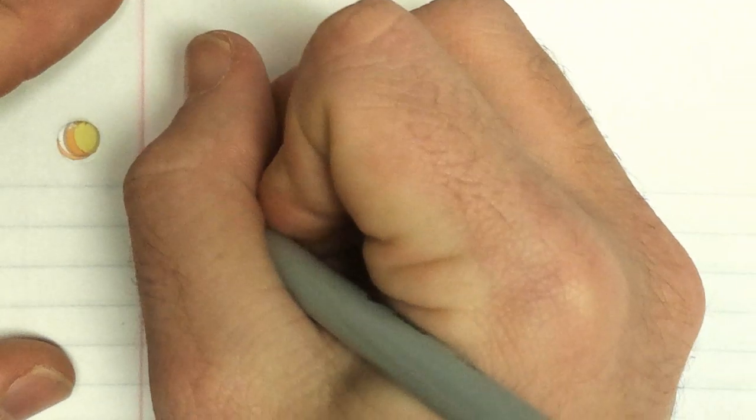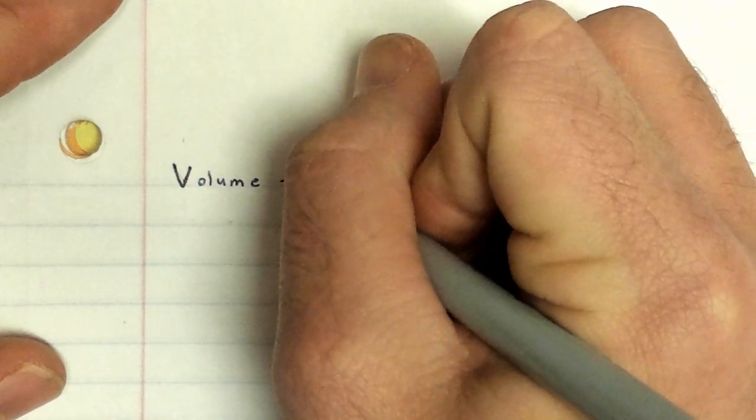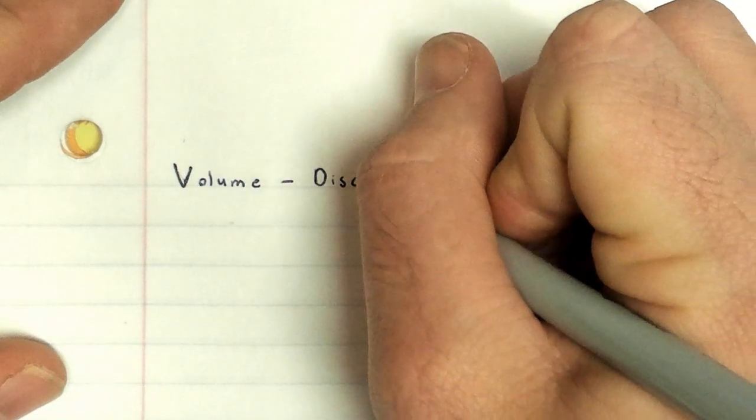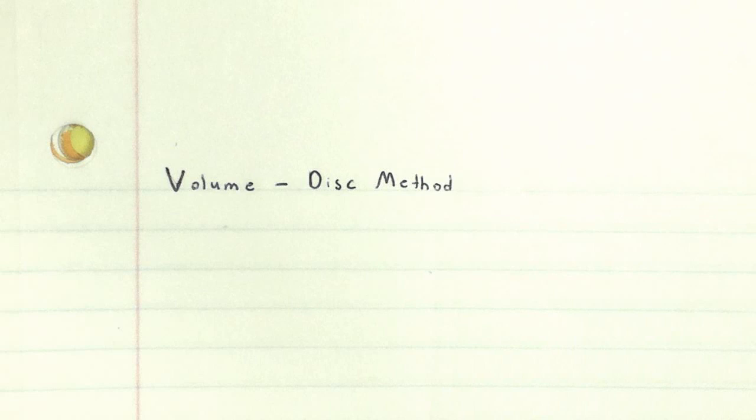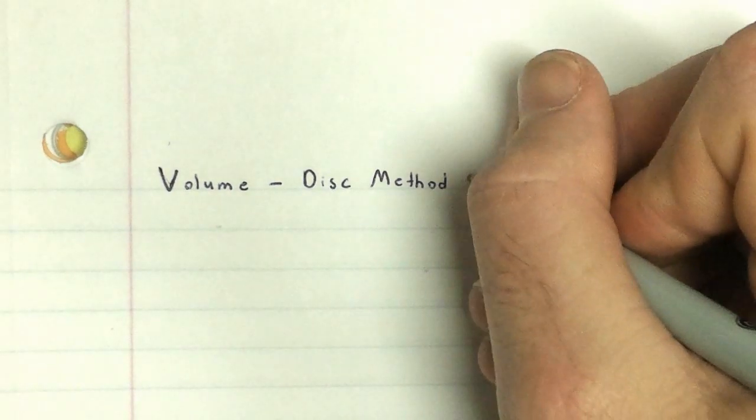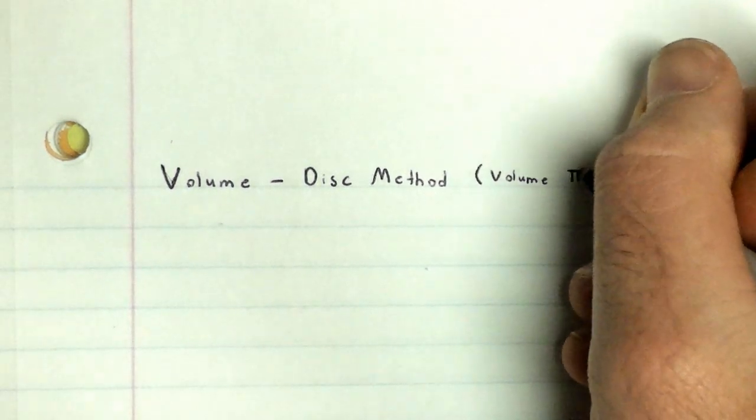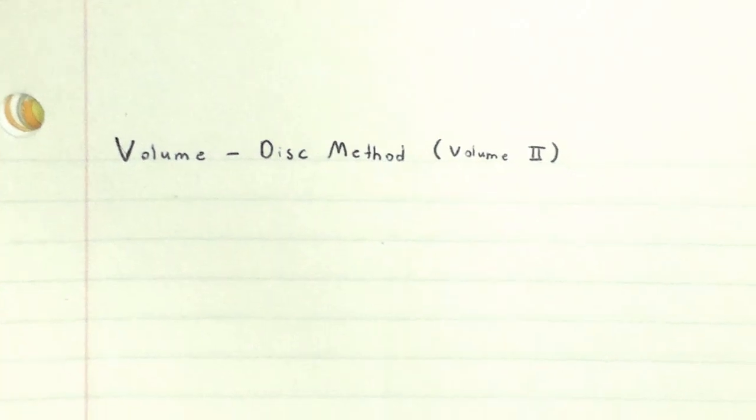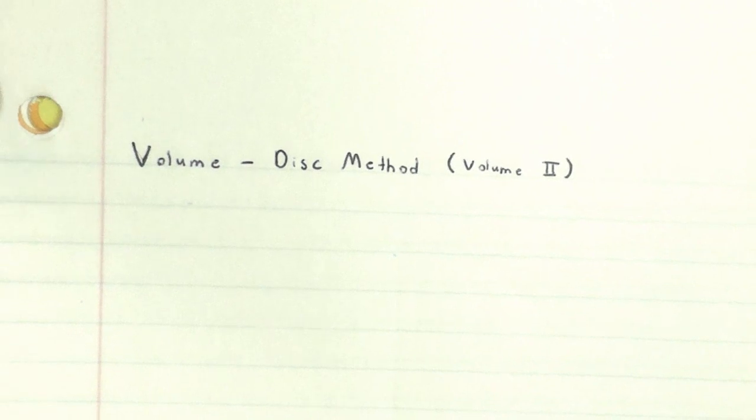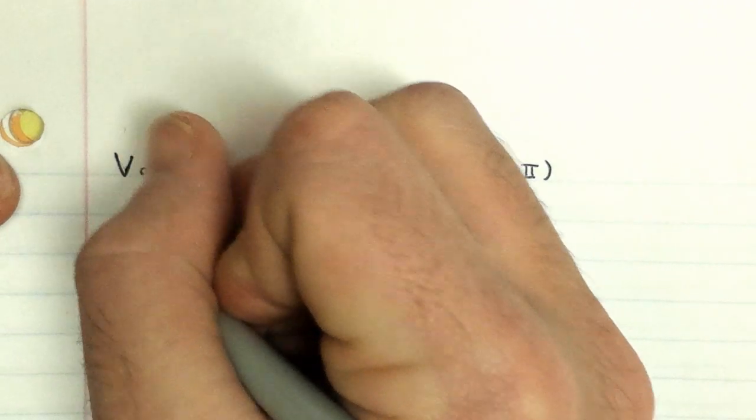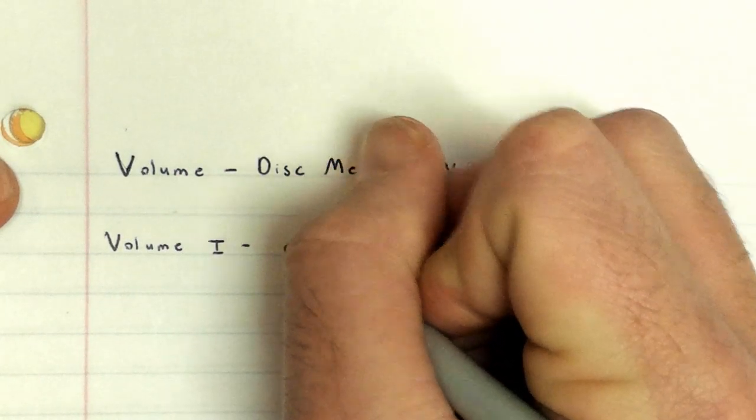All right, we're going to do volume today. We're continuing on, but we're going to do something called disk method. This is our second volume. This is volume number 2. Volume number 1 was cross sections. It's what we just talked about.